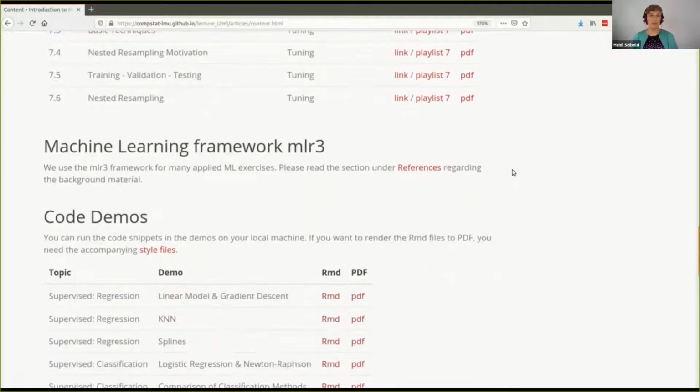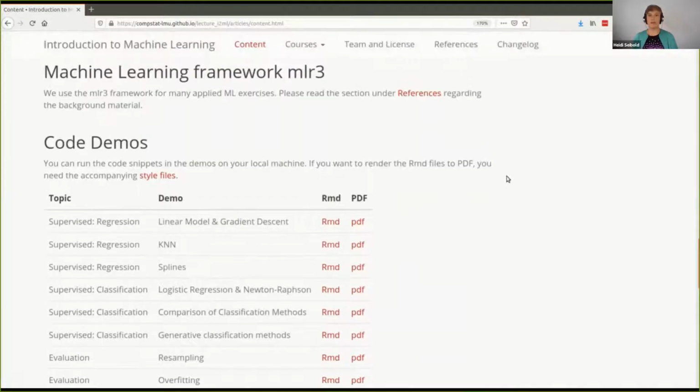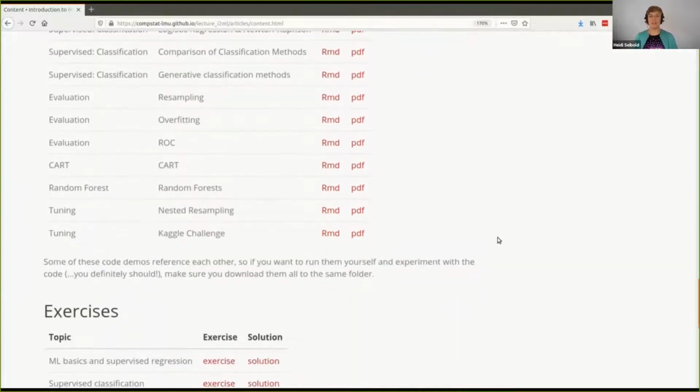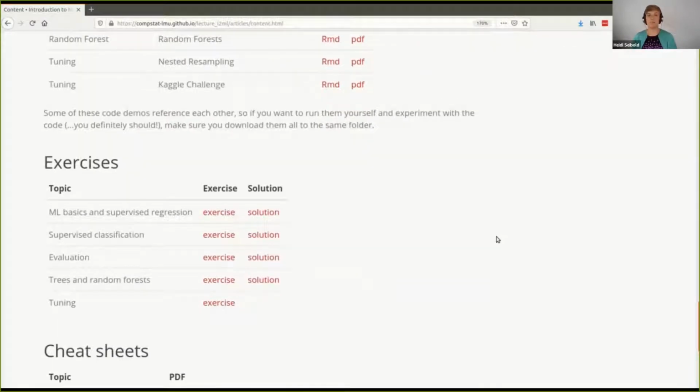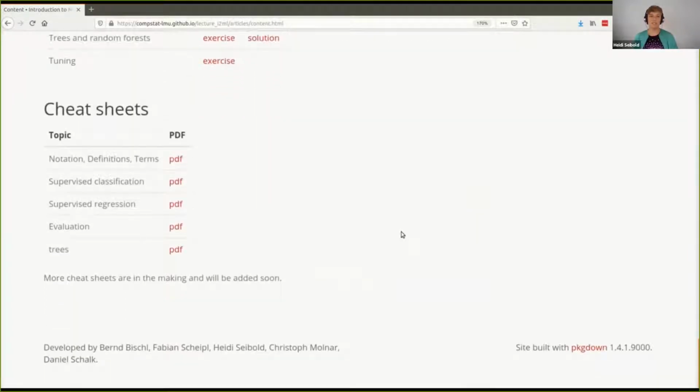Then we use a lot of R in the course. So the course is currently focused on R and the MLR3 package. MLR stands for Machine Learning in R. We have some code demos where students can learn how to actually implement different algorithms or how to do some coding. And finally, we have some exercises and solutions as well as cheat sheets.